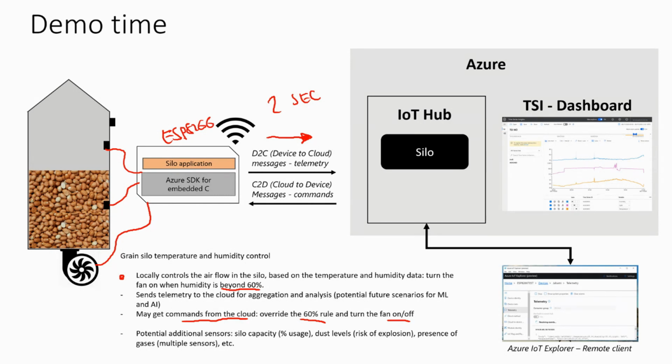Now, clearly, if you have a real-life sample or need for that, you can add multiple sensors to a scenario like this. You could use a silo capacity sensor. So we could have here one of those distance sensors that would measure how much of the silo is in use. So in this case, here will be 50% usage. You could have dust levels, which in silos is a pretty dangerous risk of explosions, presence of different gases like nitrogen or something like that. So multiple sensors for that.